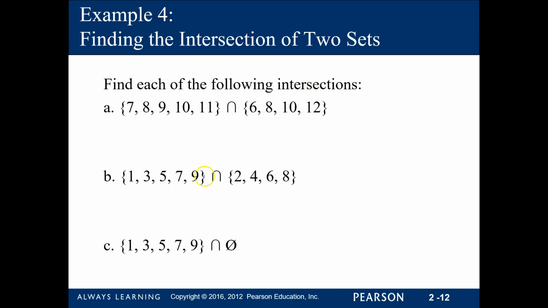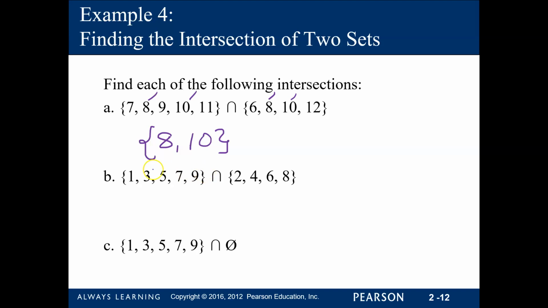Here, we do not have any Venn diagram, so all you need to do is look at all the elements of both sets. What elements are found in both of them? The first set is 7, 8, 9, 10, 11. The second set is 6, 8, 10, 12. So the intersection is, do you have 7? No. Do you have 8? Yes. 9, you don't have it. 10, you both have it. 11 and 12, none. So you can see that the only common are 8 and 10.